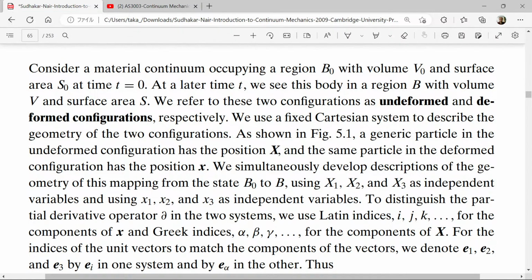I'm not sure what's the difference between region and volume. It seems to me it's the same.